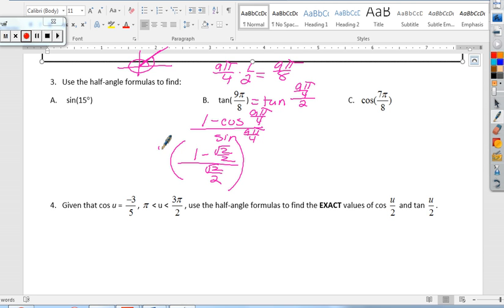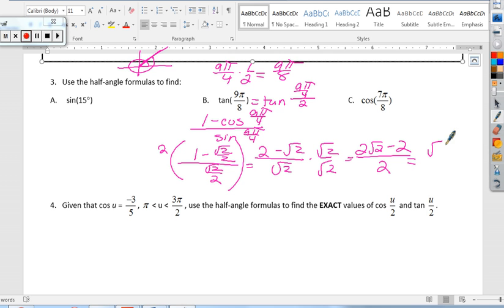Wiping out those denominators, multiplying all three terms by 2. 2 times 1 will get us 2. The 2's will cancel here, and the 2's will cancel on the bottom. Last thing we need to do is rationalize, which is going to get us 2 square roots of 2 minus 2 all over 2. All these 2's on the outside of the radicals will simplify, and the final answer will be square root of 2 minus 1.